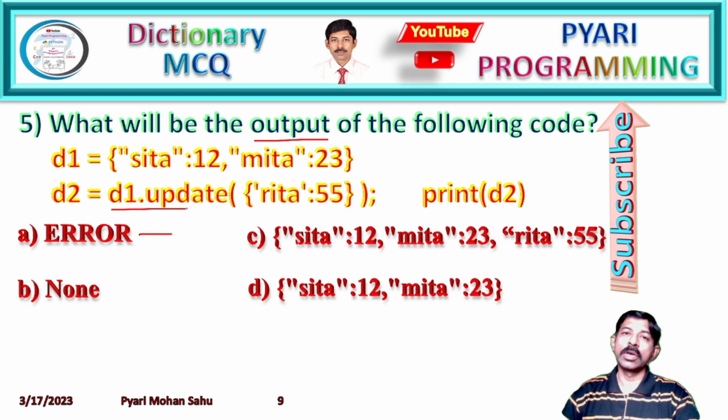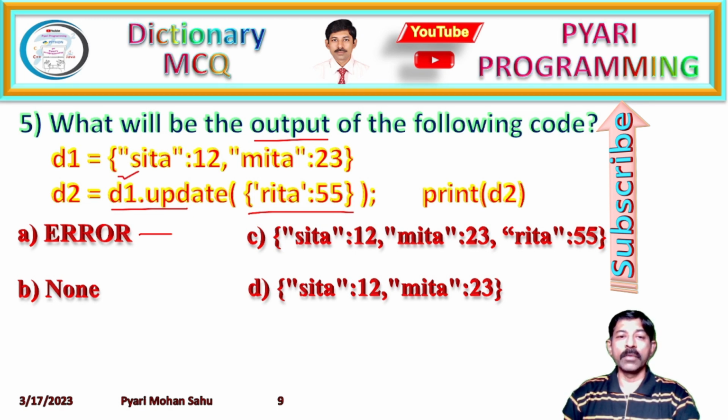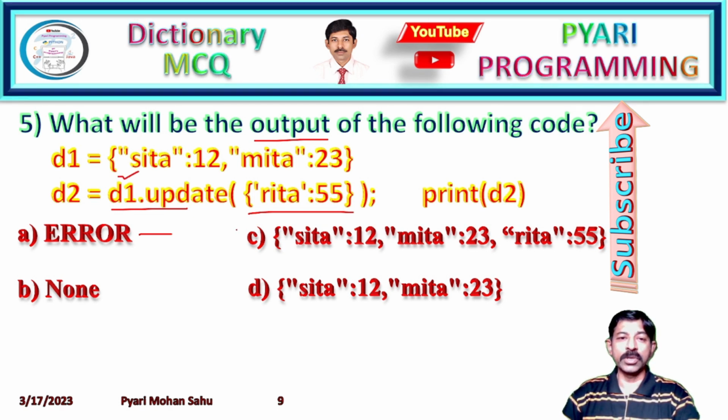Now update function is related to dictionary and it is called with the help of your dictionary only. Dictionary function takes one parameter. This time it is enclosed within curly bracket. No problem. If it is not having any error, that means it is going to give me the output. Which one is updated? D1 is updated. D1 is updated with Rita and 55. We have option C, but look at over here, it is displaying dictionary D2, not D1. So option C is not correct answer. Option A is also not correct answer. That means B or D.